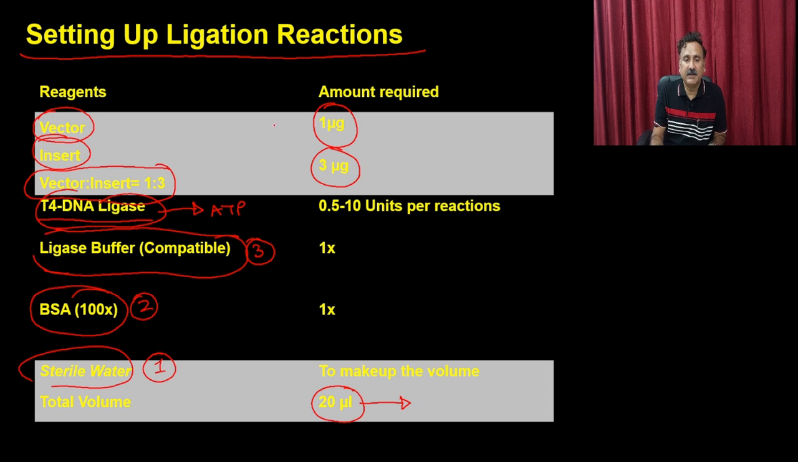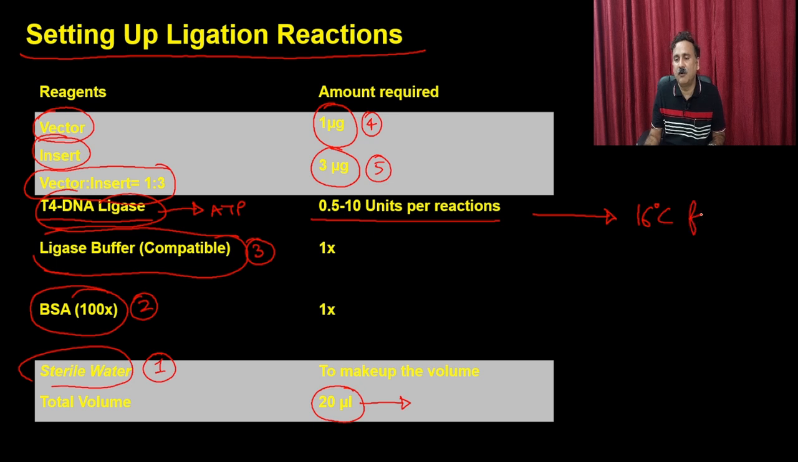So, then you add the vector, you add the insert, then you add the T4 DNA ligase, and then you set up these reactions at 16 degrees Celsius for 18 hours. Okay.